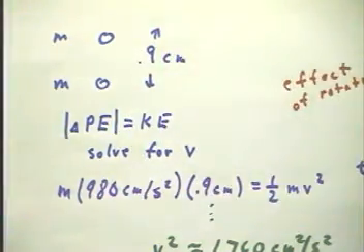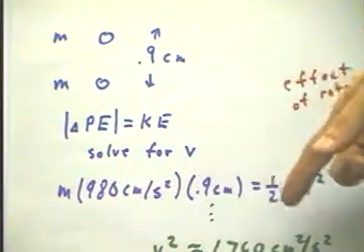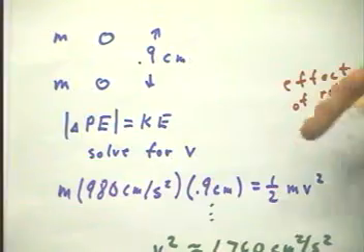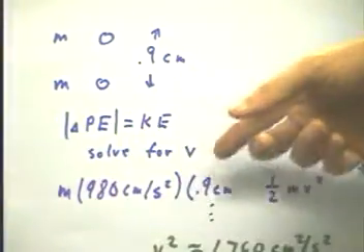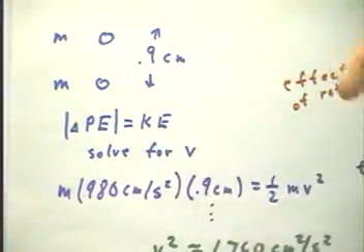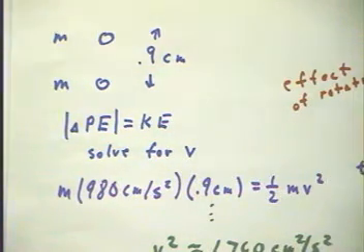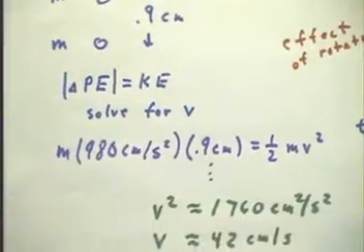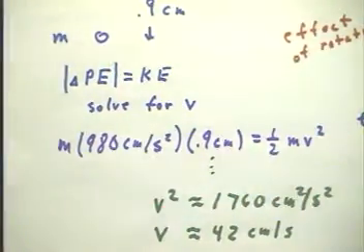for the velocity. In this case, it's mass times your 980 centimeters per second squared times 0.9 centimeters equals 1/2 mv squared. It might be preferable to write this as mg delta y equals 1/2 mv squared and solve it symbolically, and then to plug the numbers in. But whichever way we do it, we end up solving for v, and we can easily see that with these numbers, v ends up as 42 centimeters per second.